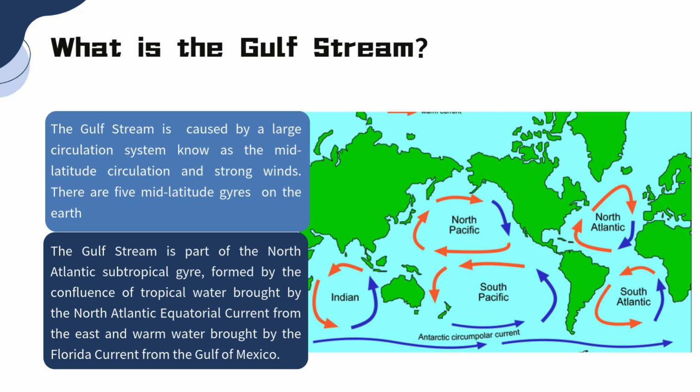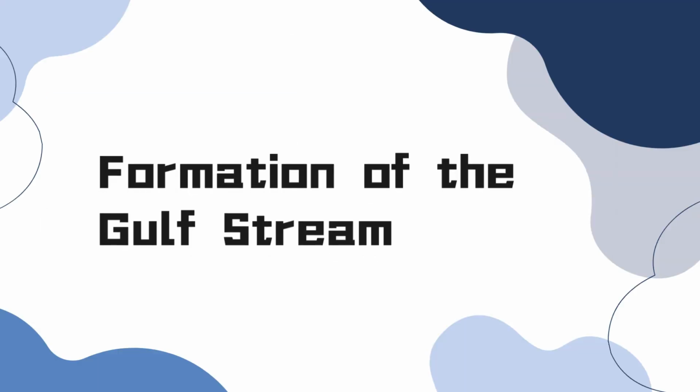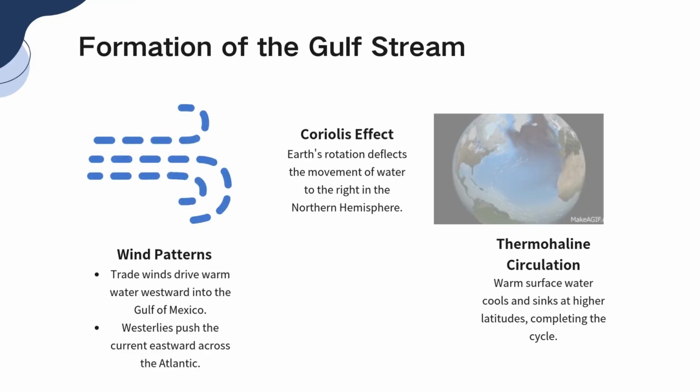The Gulf Stream is part of the North Atlantic subtropical gyre, formed by the confluence of the tropical water brought by the North Atlantic equatorial current from the east, and warm water brought by the Florida current from the Gulf of Mexico. So, what are the formations of the Gulf Stream?